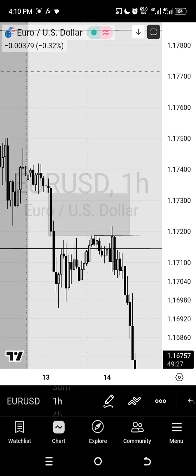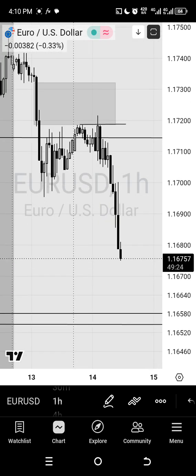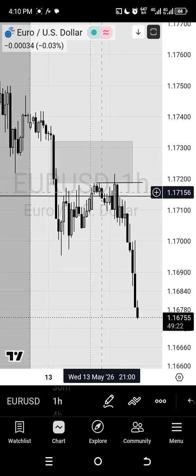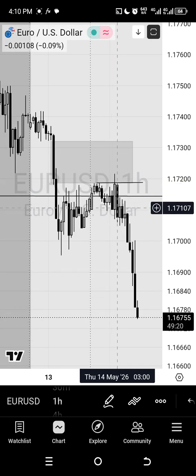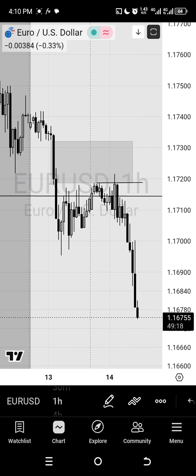So you can clearly see how price was delivered from this bearish key level. This is the 1 hour time frame. The market created our model number one and then continued to sell. So this is a very brief video.